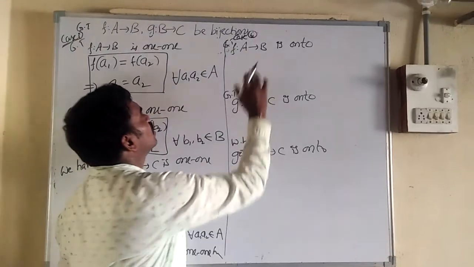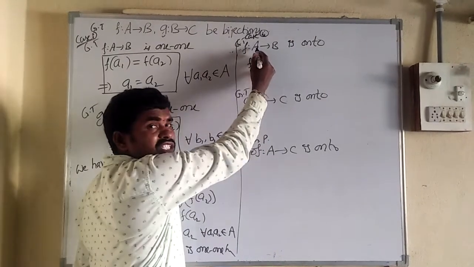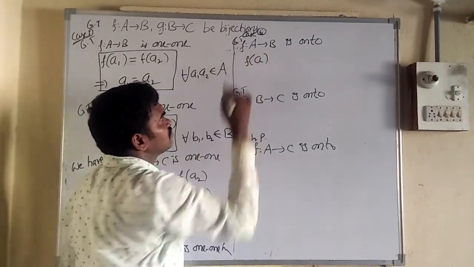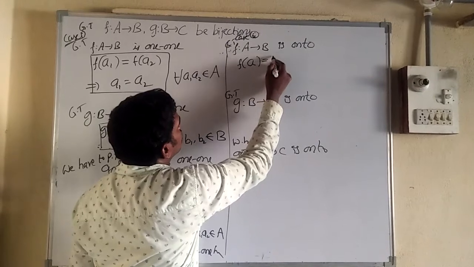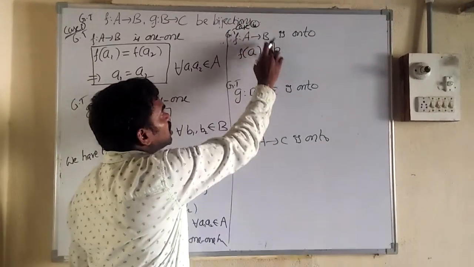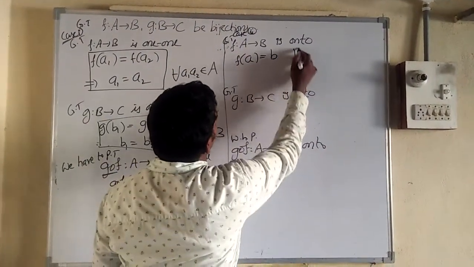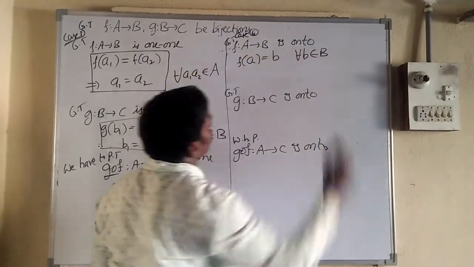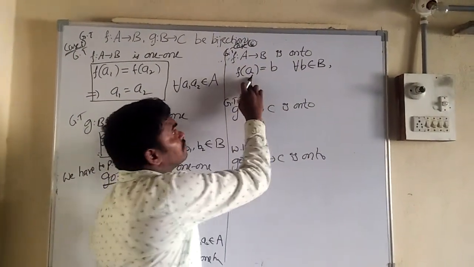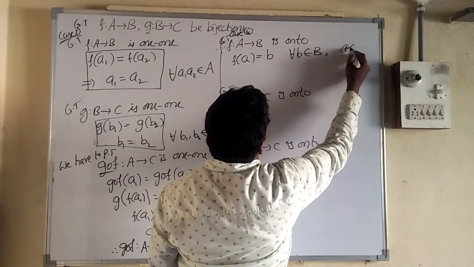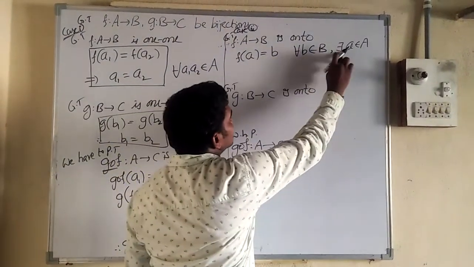Okay, first of all, what is onto? Very simple. What is the function F? What is the domain A? So the elements in capital A taking as small a implies F of a is equal to small b. The element in set B is small b, which belongs to capital B. This is the onto definition. So the onto definition is for all b belongs to B, there exists a belongs to A.